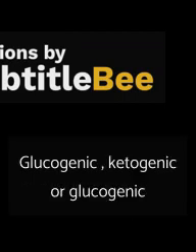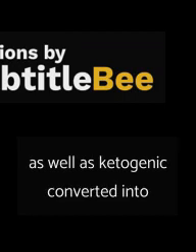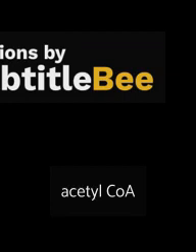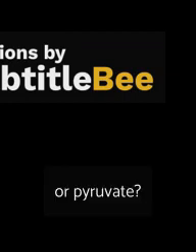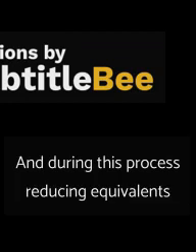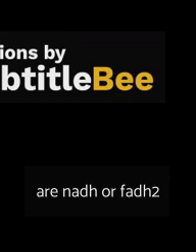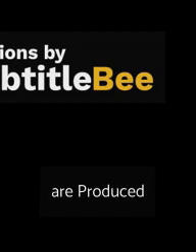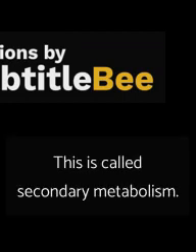Glucogenic, ketogenic, or both glucogenic as well as ketogenic, they are converted into acetyl-CoA or pyruvate. And during this process, reducing equivalents, NADH and FADH2, are produced. This is called secondary metabolism.